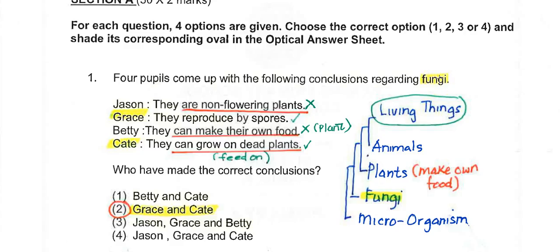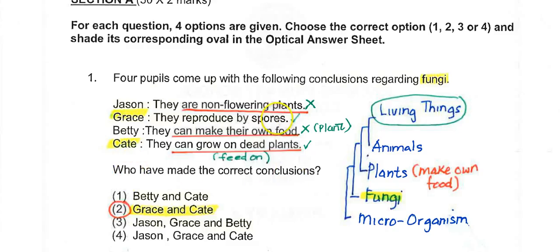You must know that when you talk about fungi, you're talking about a group of living things classified under here, fungi. Living things: we have animals, plants, fungi, microorganisms. Now, number one, Jason said something. We're going to check who made the correct conclusion, whether Jason, Grace, or Betty.